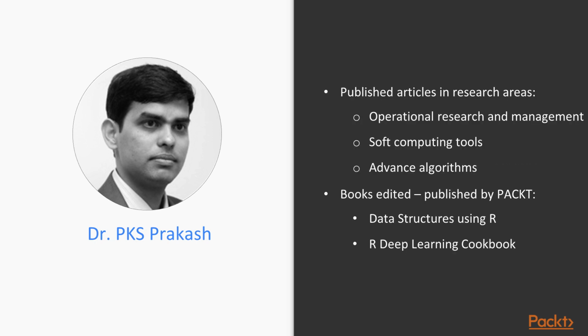Prakash has published articles widely in research areas of operational research and management, soft computing tools and advanced algorithms in leading journals such as IEEE Trans, EJAW and IJPR, among others. He's edited books such as Evolutionary Computing in Advanced Manufacturing, published by Wiley, and Algorithms and Data Structures Using R, and R Deep Learning Cookbook, published by Packt.